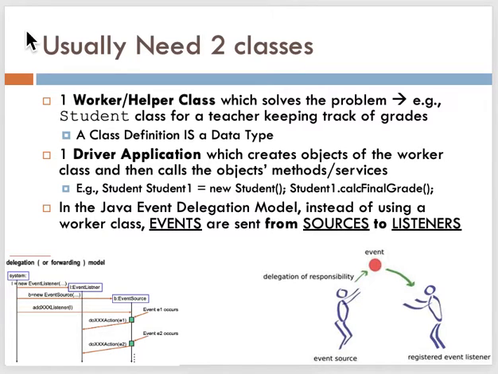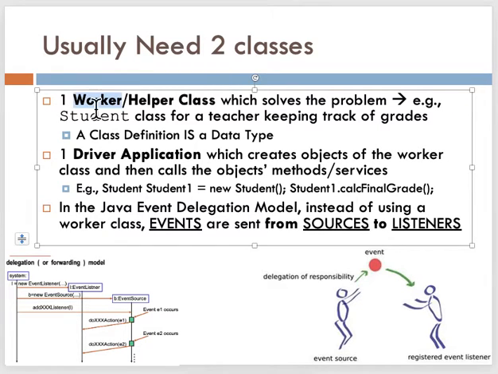But in general, every object-oriented application that you create should have two classes: a worker or helper class, which is the helper class that we're talking about, and also a driver application class. Remember, the driver application class is the one that contains the main method, which is the point of entry of execution in an application. Whatever instructions are in that main method are executed one at a time.